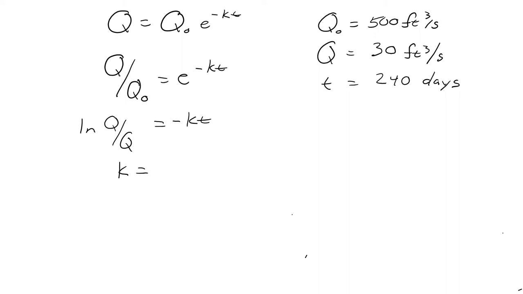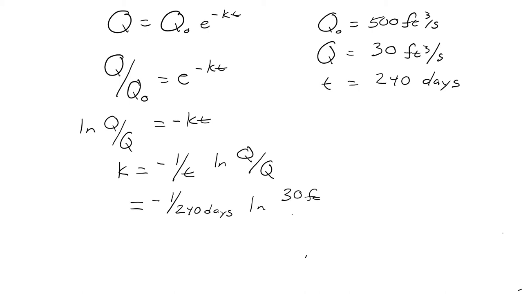And then you can rearrange this for k. K then is going to equal negative 1 over t times the natural log of Q over Q naught. Negative 1 over 240 days, ln, Q is 30 feet cubed per second. The initial was 500 cubic feet per second. All these units cancel out.